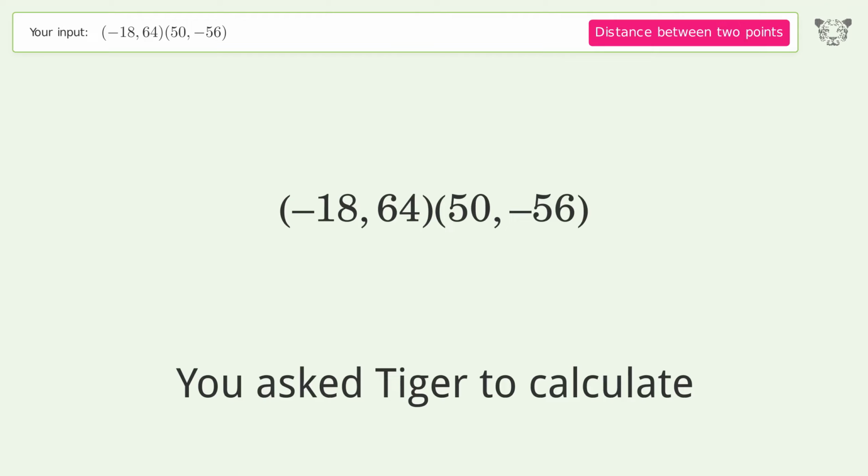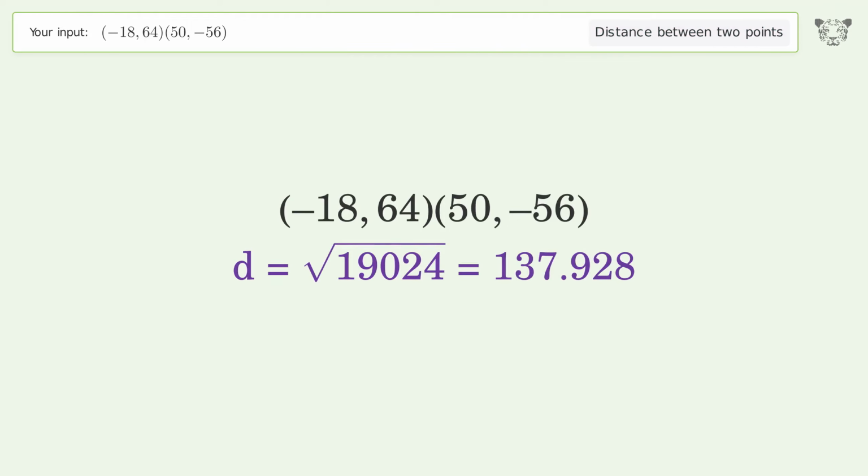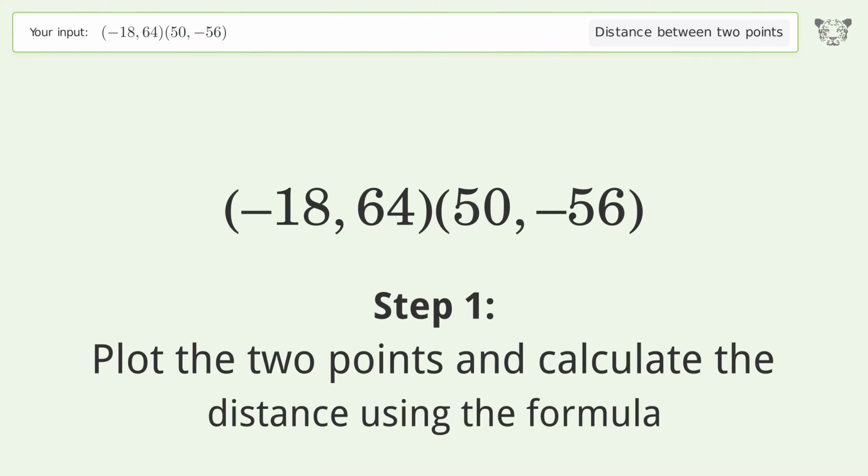You ask Tiger to calculate. This deals with the distance between 2 points. The distance between the 2 points is the square root of 19,024 or 137.928. Let's solve it step by step. Plot the 2 points and calculate the distance using the formula.